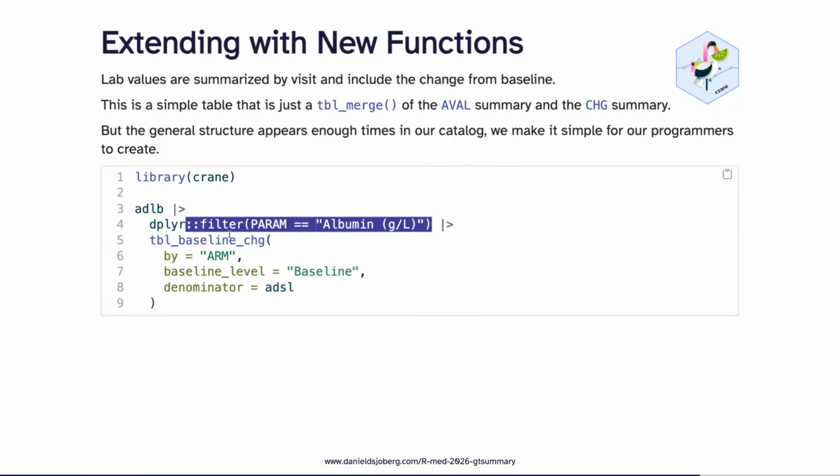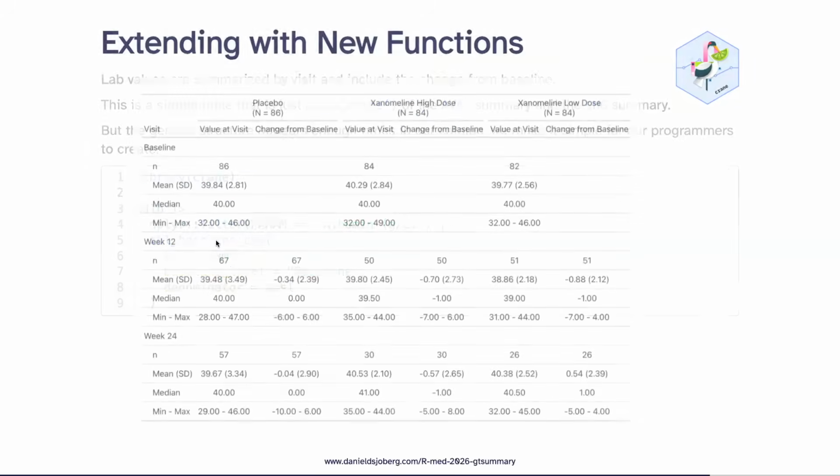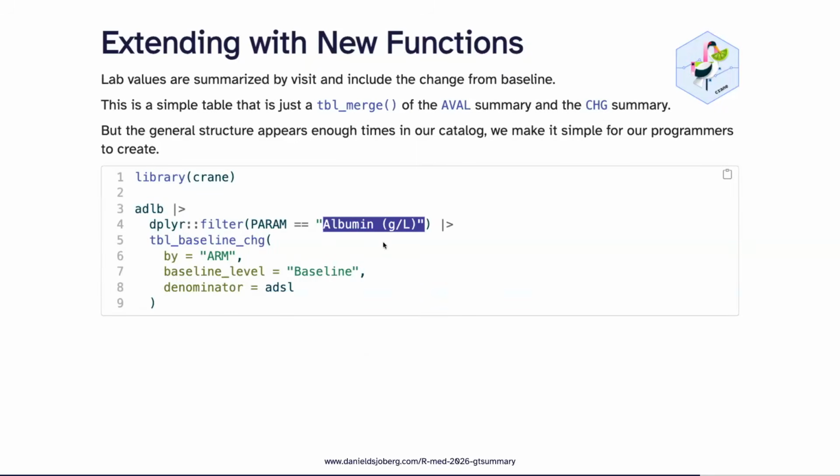So rather than doing a TBL summary showing me what my albumin levels were, the summaries at each of the visits on the trial, and what the change from baseline summaries were, which is 2 very easy things to calculate with TBL summary, and then putting them together with the TBL merge, we just wrote one function called baseline change, and what it does is it just puts it all together for you. So this is what the result looks like for, again, albumin results and using our lab data set.